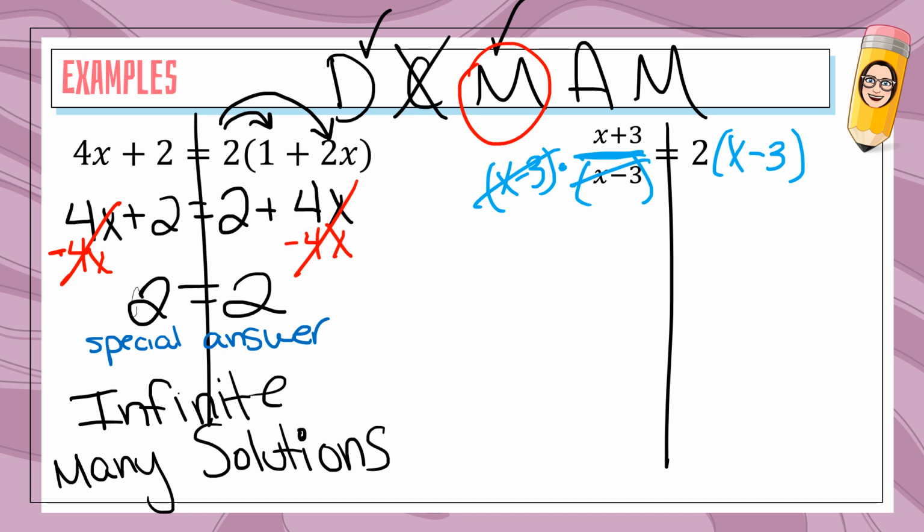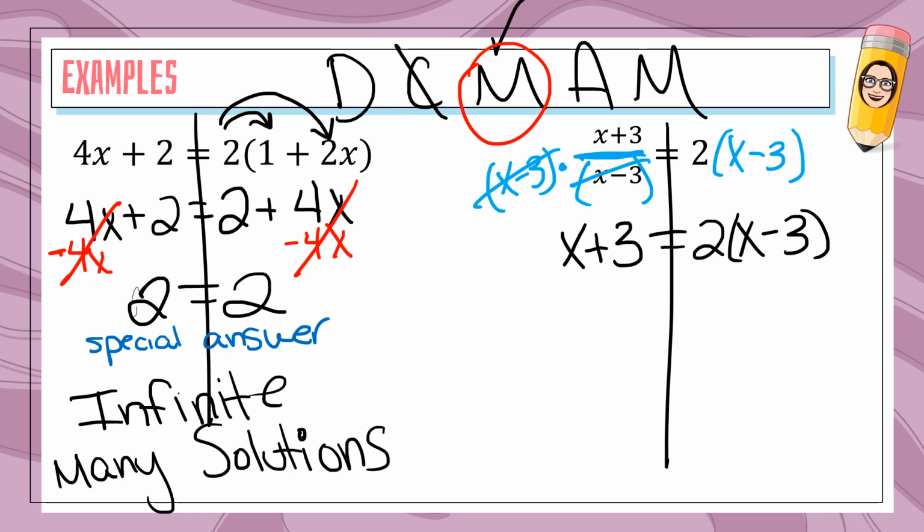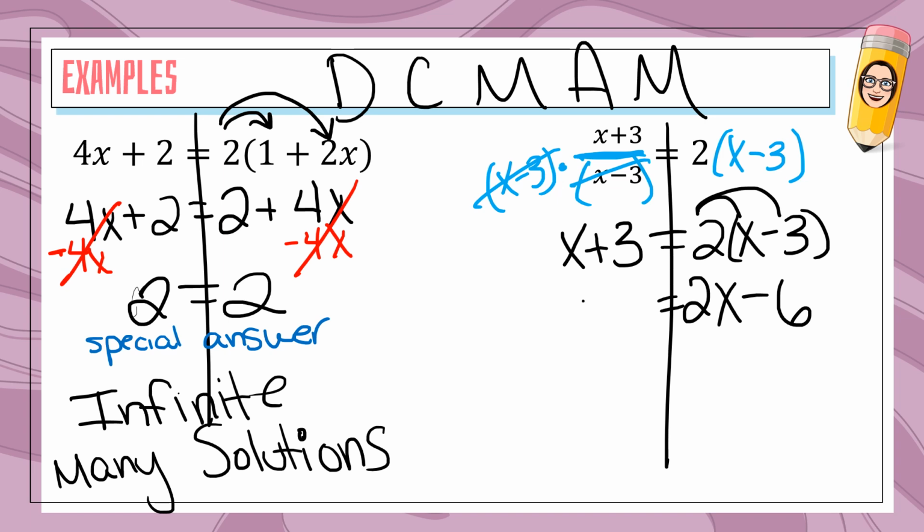Look at what we have left here, right? If I drop down, there's that x plus 3. And now I have 2 parentheses x minus 3. That's ready to go. That looks normal, right? Let's go through our steps here. Now that we made it look normal, step 1, distribute. Oh, that's easy. 2 times x, 2 times negative 3. Drop down. Combine. There's nothing to combine.